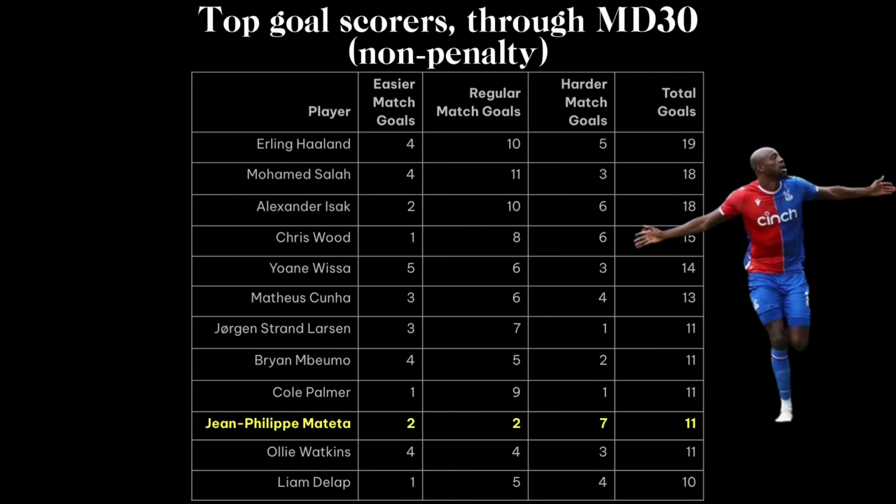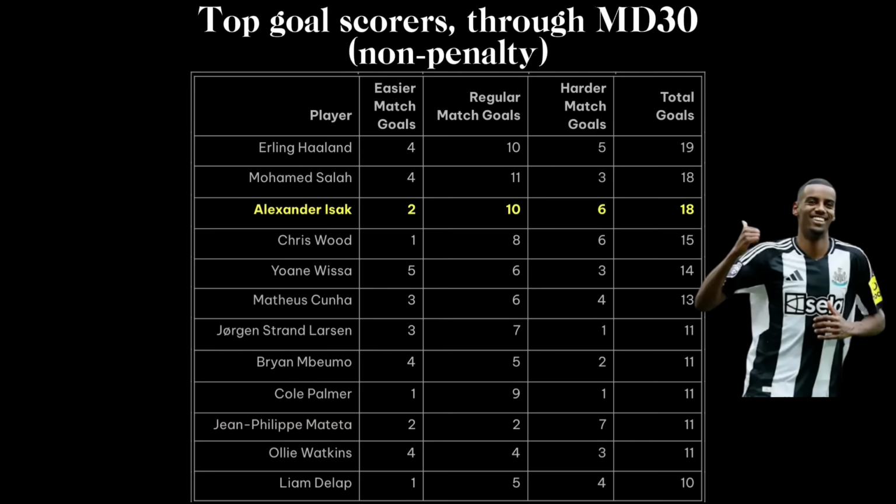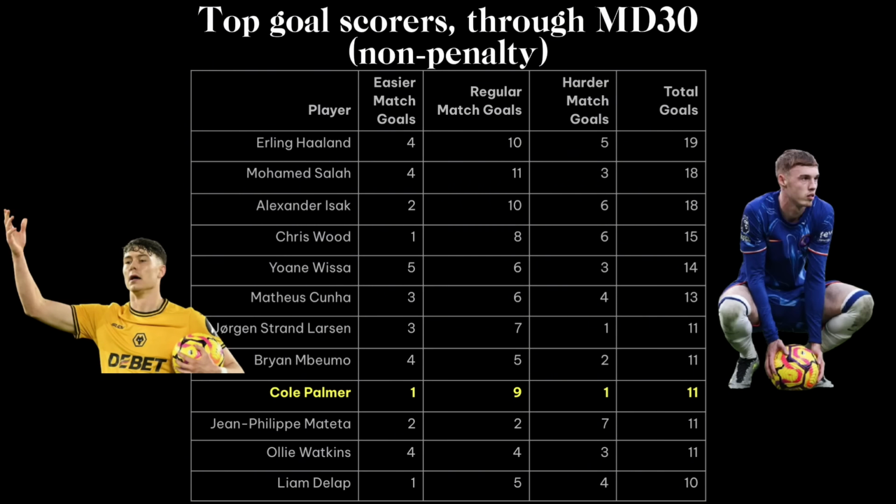Jean-Philippe Mateta finished with the most goals in difficult games with 7. Among the top 3 goal scorers, Alexander Isak had the most with 6. Palmer and Strand Larsen each scored 1. Let's compare them. Although Strand Larsen only scored 1 goal in a hard match, playing for Wolves means that the more important games are the easier and medium ones, as those are the games where Wolves can actually win points.